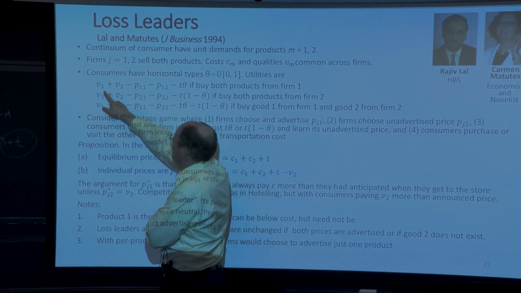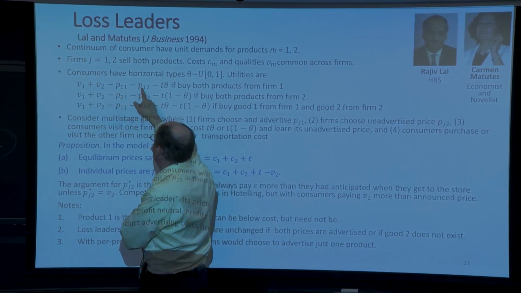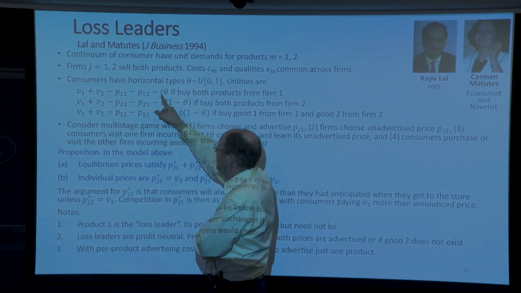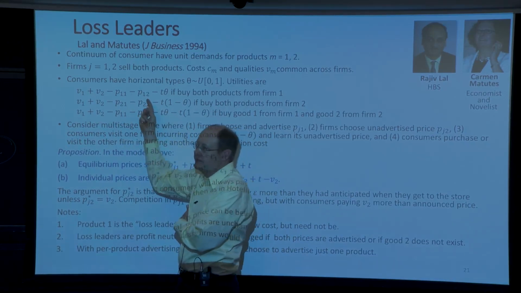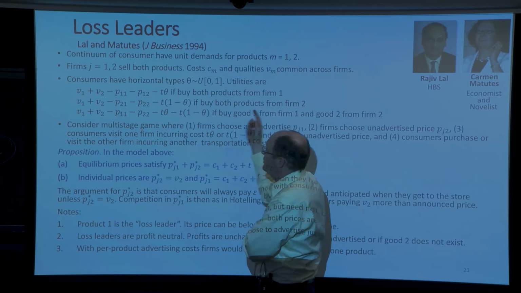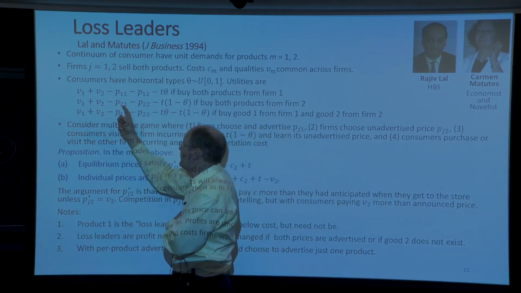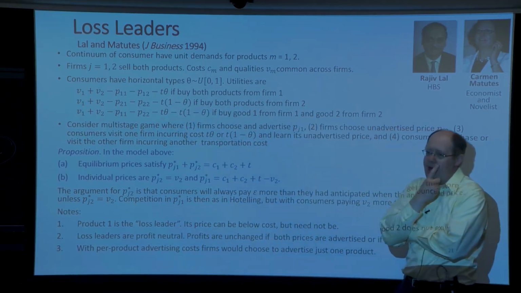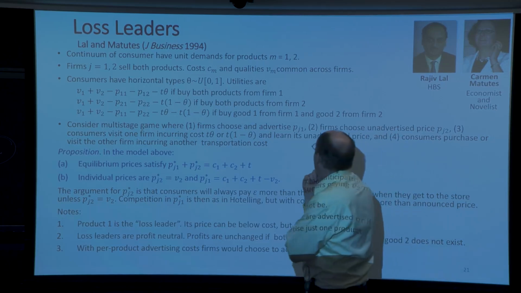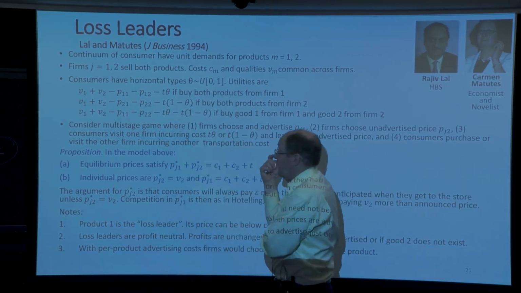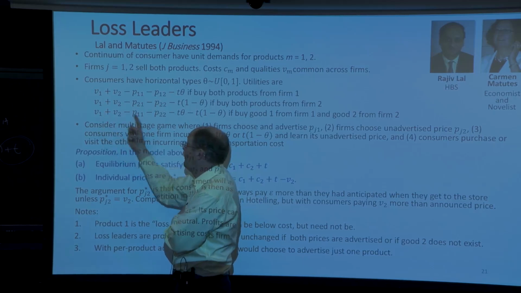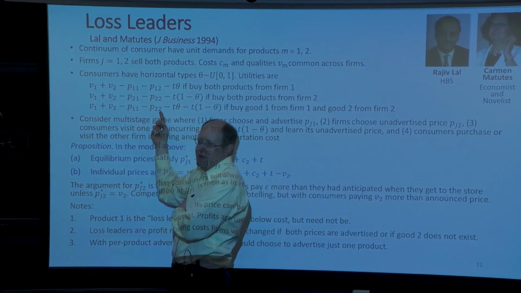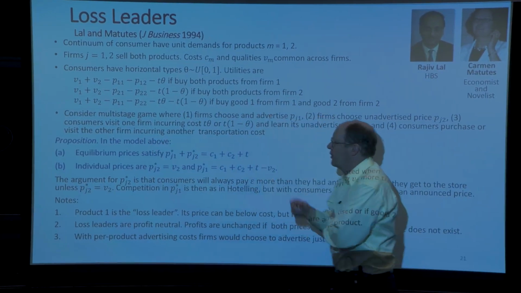So my utility is V1 plus V2 minus P11 minus P12 minus T theta if I am type theta and I drive to store 1 and I buy both products there at these prices. Or I can drive to firm 2 and get V1 minus P21 plus V2 minus P22 minus T times 1 minus theta. And then I can, if I want, split my shopping and get V1 minus P11 by buying the turkey at store 1, and then get V2 minus P22 from buying the cranberry sauce at firm 2, but then I have incurred both driving costs.